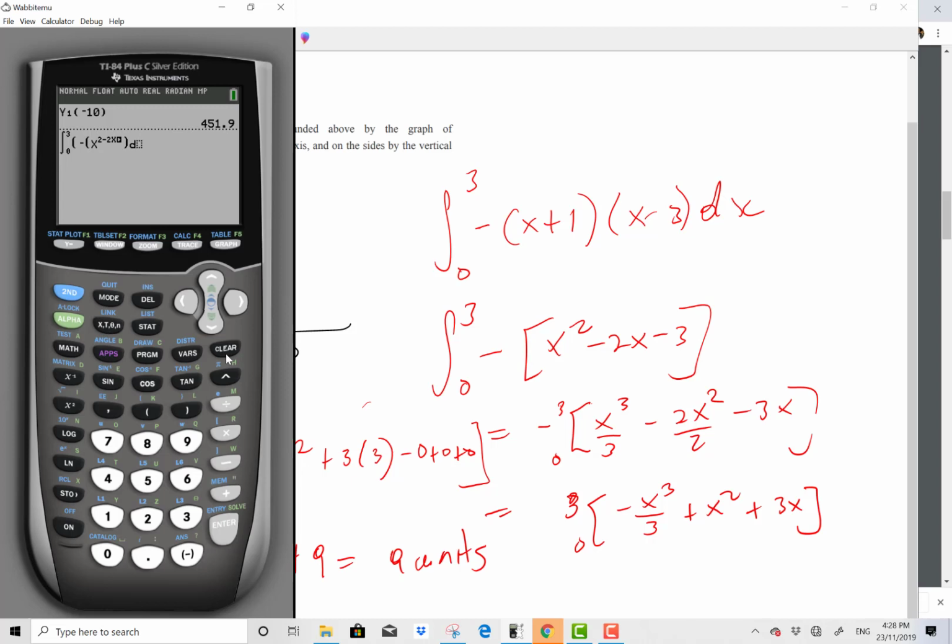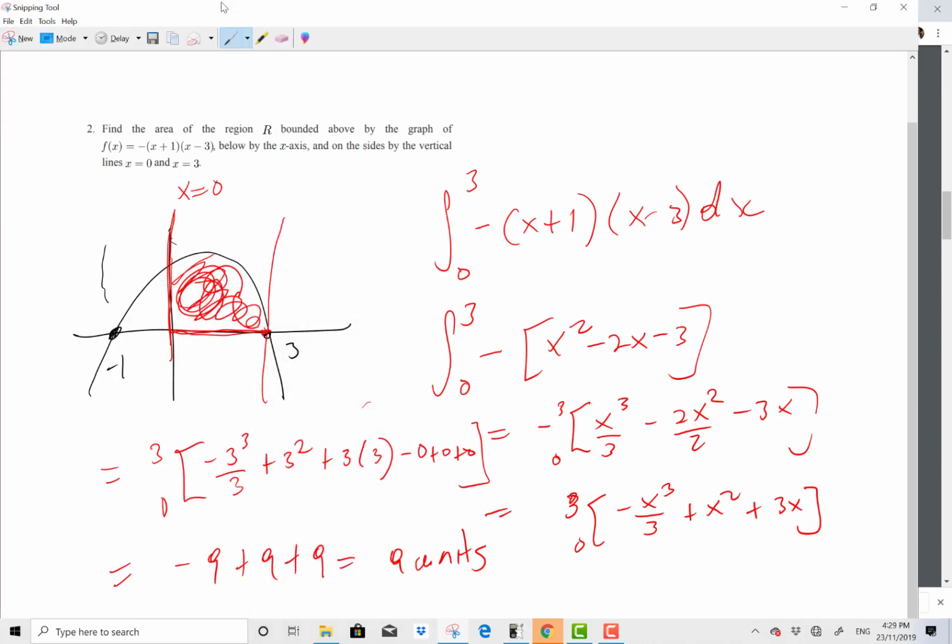Let's just clear that out a bit. So that's x squared, let's go down, that's minus 2x minus 3. And I'm integrating that with respect to x. So if I check, my result there is 9. So that verifies what I just calculated.